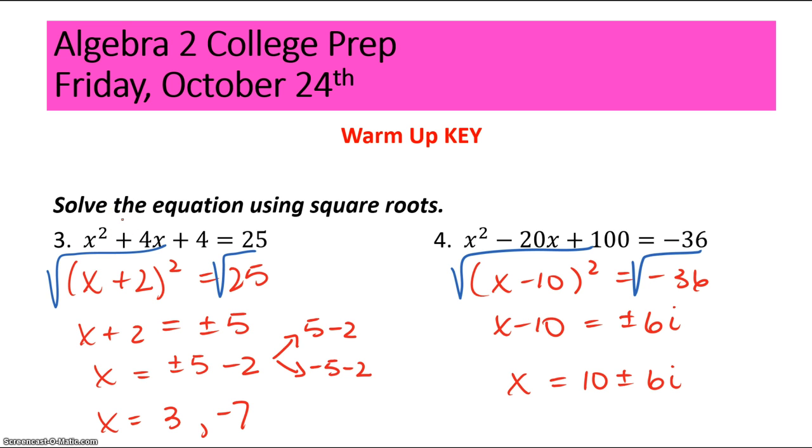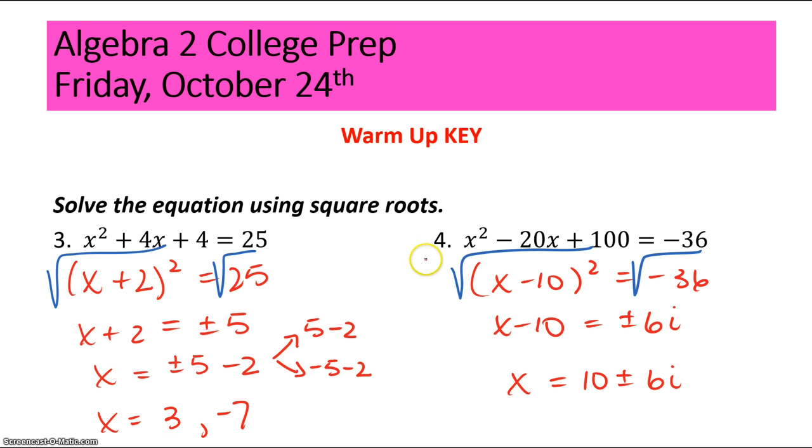The directions say solve the equation using square roots. So first I factor x squared plus 4x plus 4, which factors to x plus 2 times x plus 2, which factors to x plus 2 quantity squared. Then I square root both sides. I get x plus 2 equals plus or minus 5. So x equals plus or minus 5 minus 2. Separate it to get my two solutions. And so x equals 3 and negative 7.